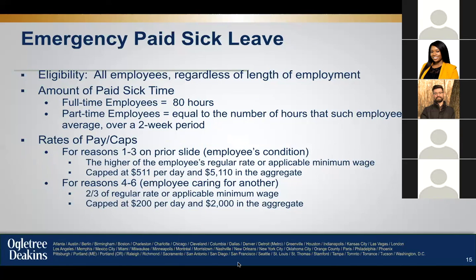The rate of pay is the employee's regular rate for their own issue. So if it's reasons 1 through 3 on that previous slide, so a government order, a doctor's quarantine, or symptoms and seeking a diagnosis, they get paid at their regular rate. That includes overtime, it includes commissions, everything that would be included in their regular rate under the Fair Labor Standards Act, but capped at $511 per day.